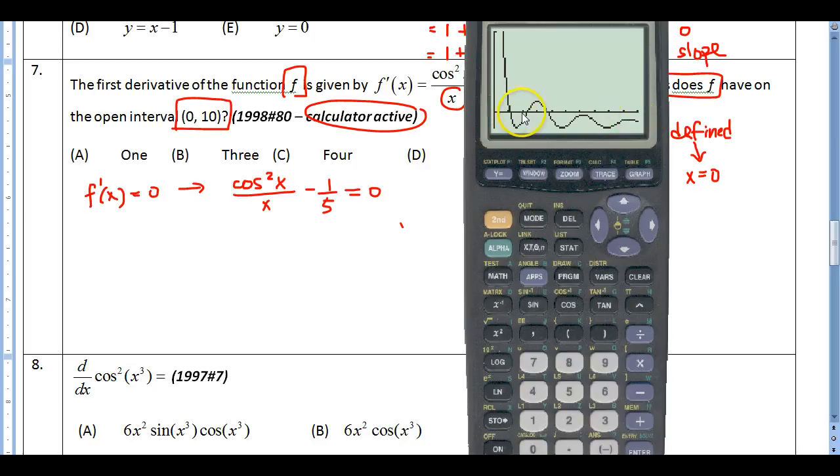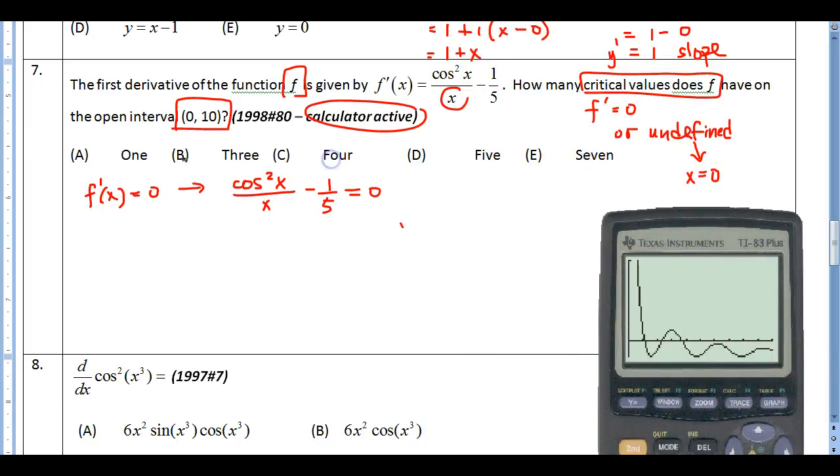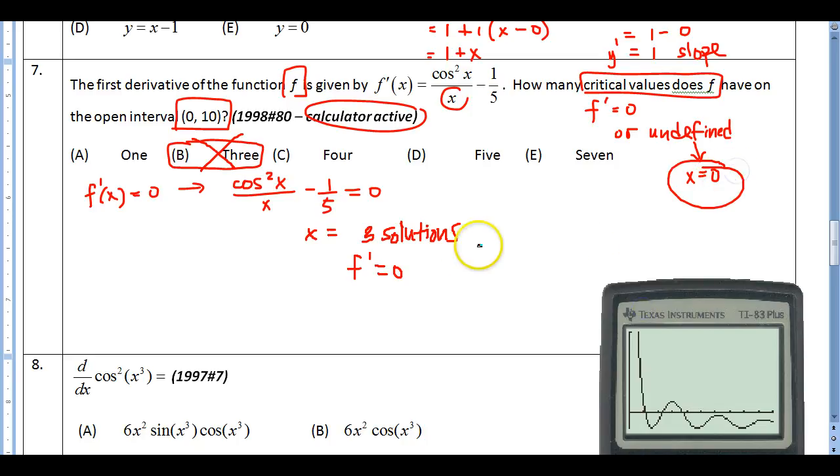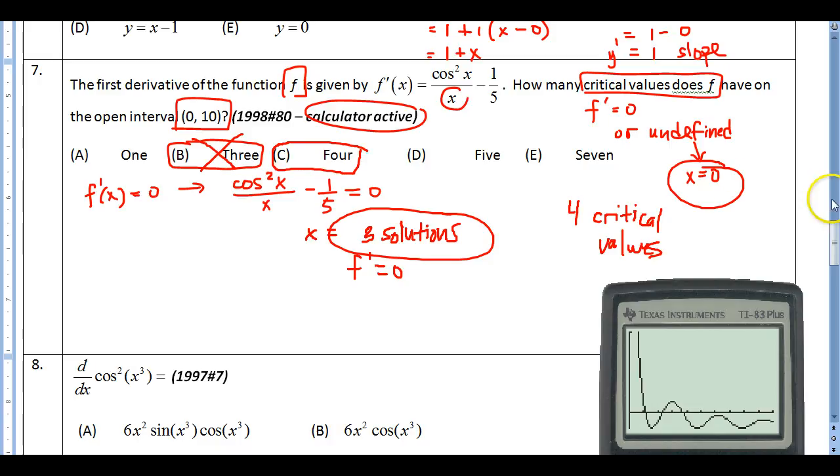You can see it's only going to cross 1, 2, 3 times on the interval 0 to 10. So it's going to happen 3 times. Oh, I'm sorry. Wait a second. So this has 3 solutions. There are 3 solutions here. And that's only for f prime equal to 0. But we also have this 1 over here. So in total I have 3 plus 1. I have 4 critical values. Good thing I read the problem again. So it is 4 critical values.